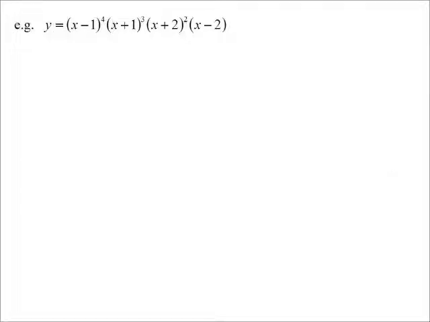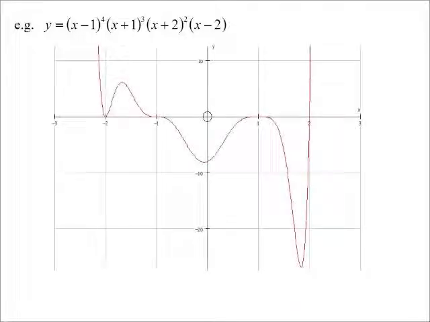Okay, let's do this one. X minus 1 to the 4, x plus 1 cubed, x plus 2 squared, x minus 2. What's the y-intercept? -8. So yes, it's -8, but we can also confirm the other features now. I'll put the graph up there.